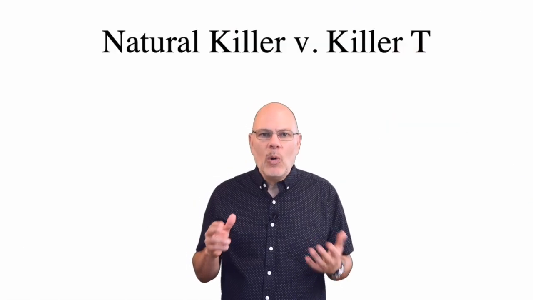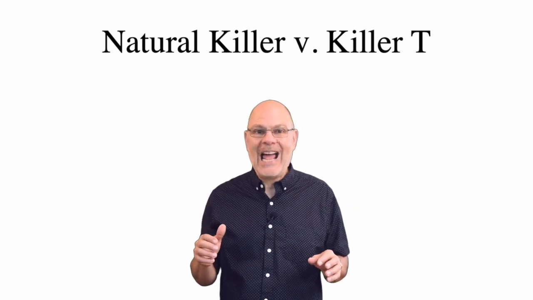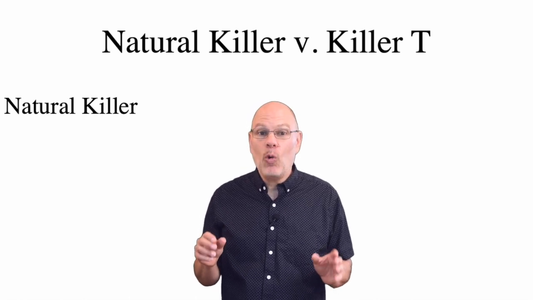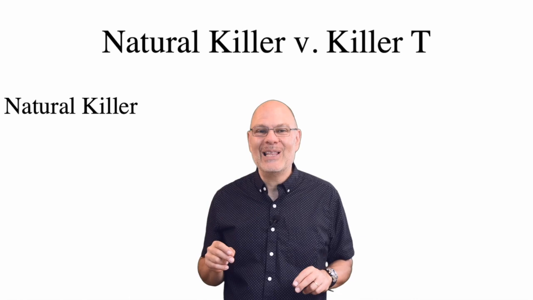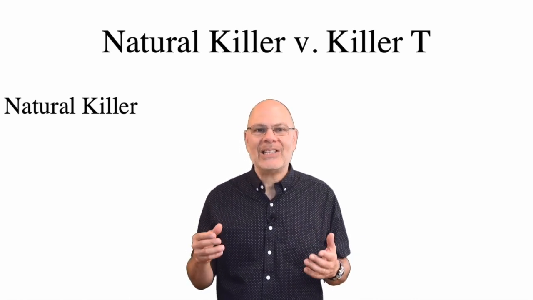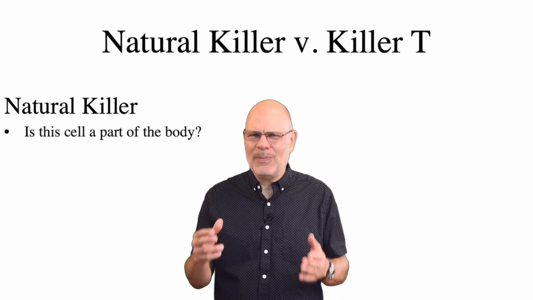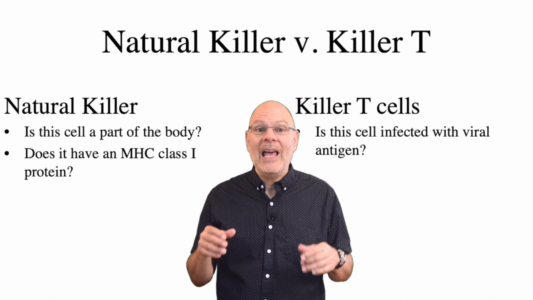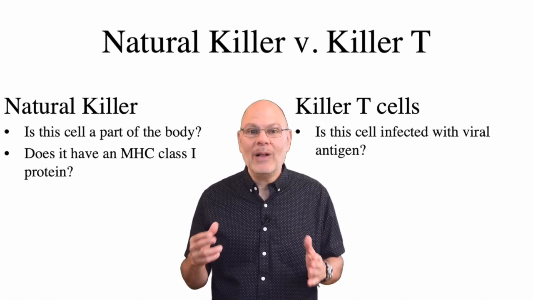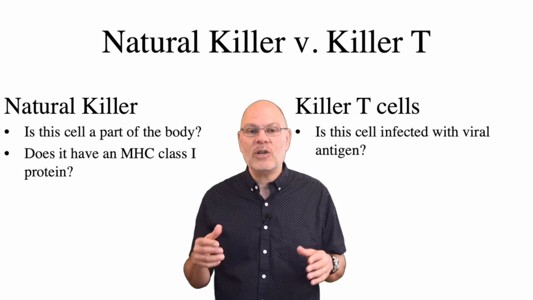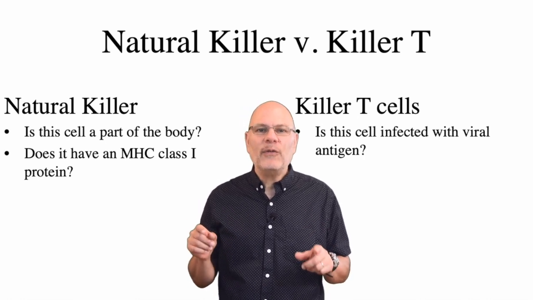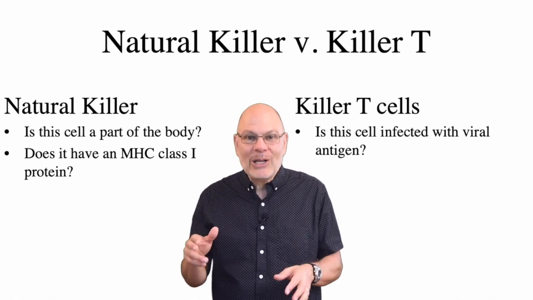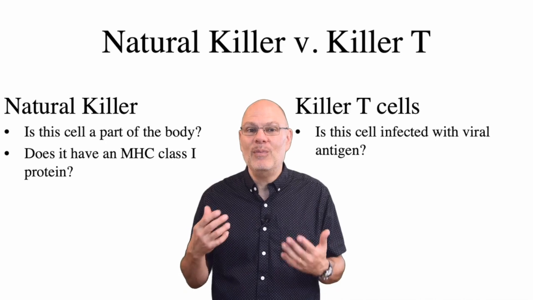One question my students always ask me about is how this is different from what natural killer cells do. It's actually not that different. The difference is really about the questions that these cells are asking themselves. The natural killer cell is asking, is this cell a part of the body? Does it belong here? Does it have an MHC class 1 protein? The killer T cell is asking whether a cell is displaying viral antigen and therefore become a virus factory that needs to be destroyed. Note how the first question is a lot more general than the second. And that makes sense, since the second question is related to the specific immune response.